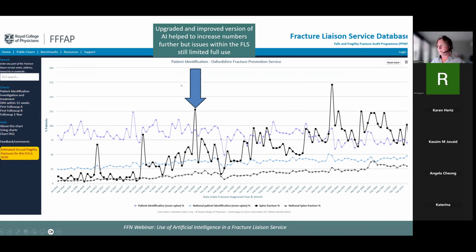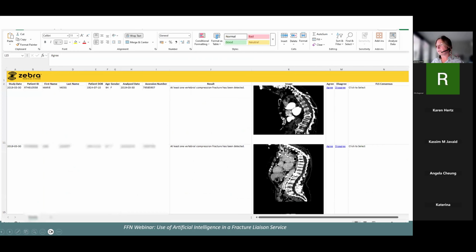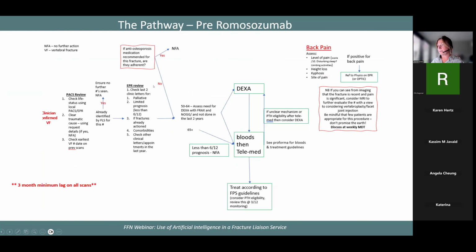So what we then moved to is an upgraded and improved version of AI, which helped again to increase our numbers, but we had then issues, as we do within the FLS setting, that meant that we still never managed to push it further. But what we got then was a great improvement. So what it looked like now was a spreadsheet of patient information, but also importantly, some images that we could use. So that meant that we could then really start to integrate this properly into our pathway.